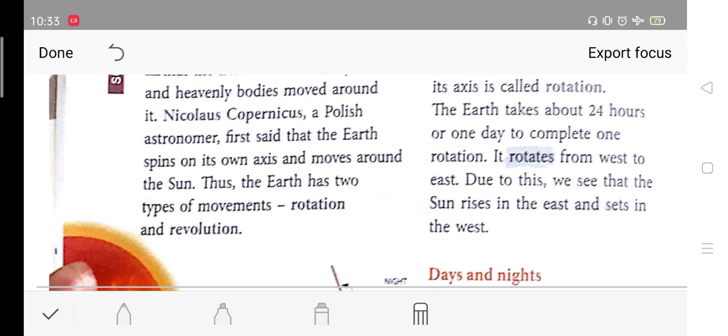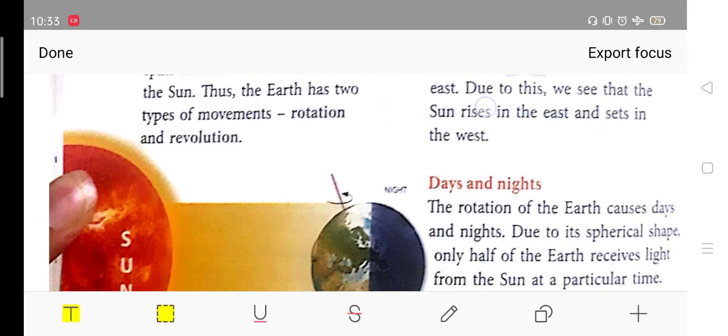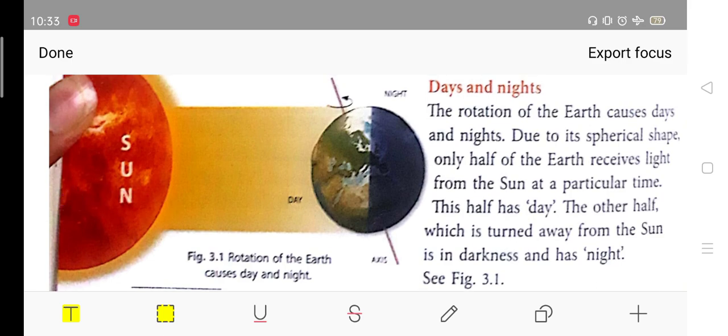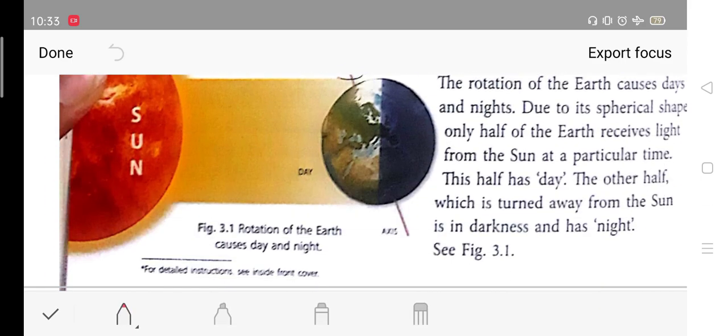Now, day and night. See, this is the diagram here. Sun, then this is the earth. You see the tilt? This one thing is showing the tilt.